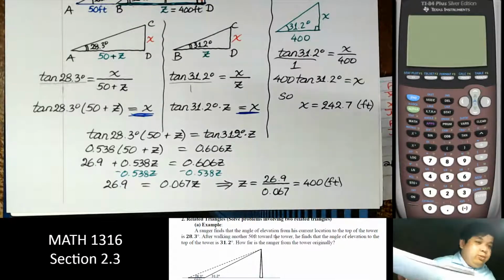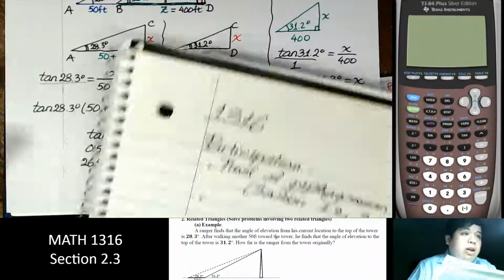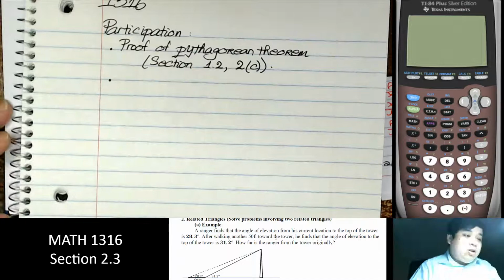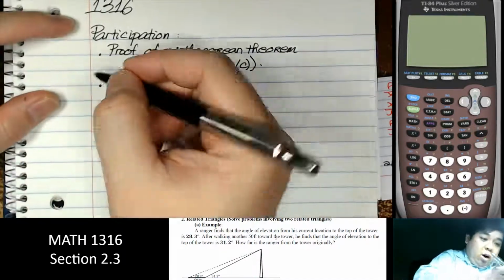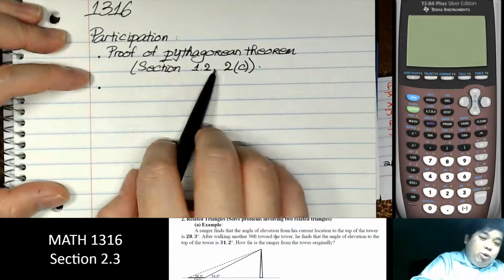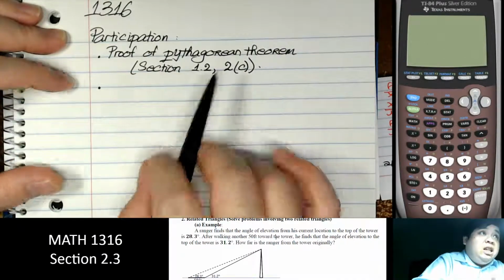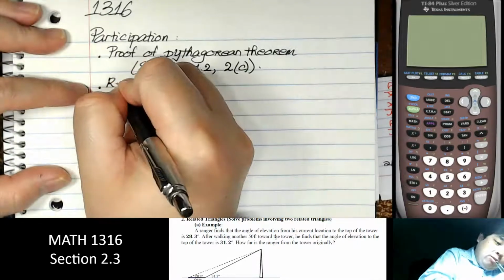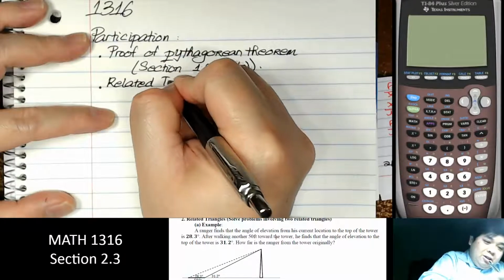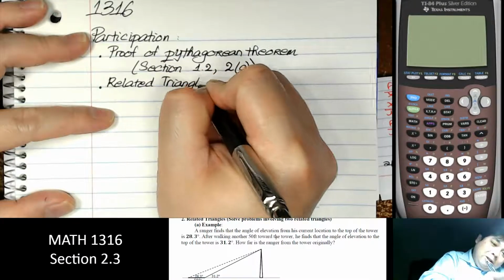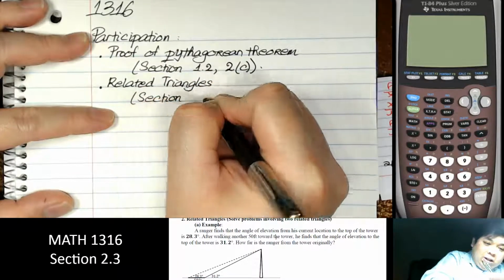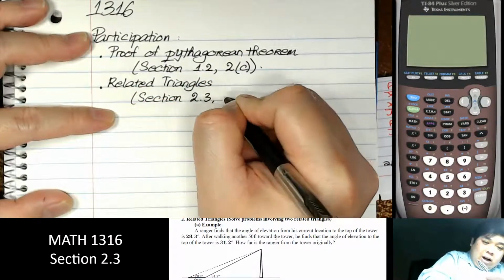Just one more thing though, before we continue. I remember I said at the end of the semester I will ask you the list of the notes that you take, and this is one of the things that we ask. The first one is the proof of Pythagorean theorem, section 1.2, subsection 2c. The second one is the related triangles, section 2.3, subsection 2a.